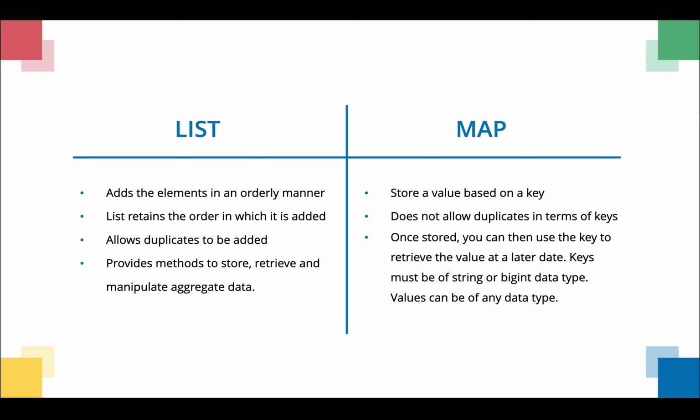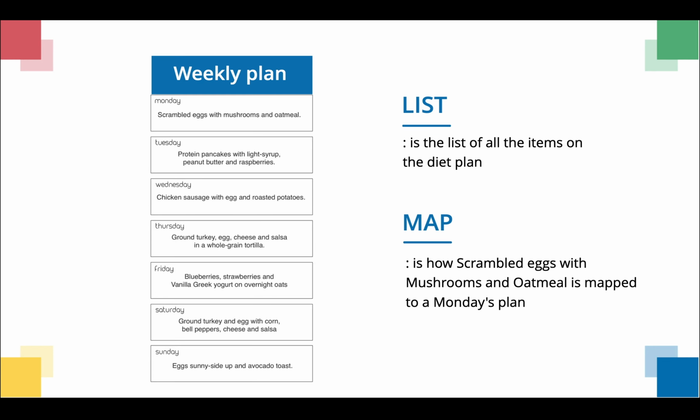This will make more and more sense as I go through today's session, but here's a clear difference between what list and map really is. Let me give you some more simpler examples so this makes more sense, okay? How about this? In your weekly diet plan, all the items on the plan is a list, okay? But the fact that scrambled eggs with mushrooms and oatmeal is linked to a Monday's diet, now that's what map is. Make sense?